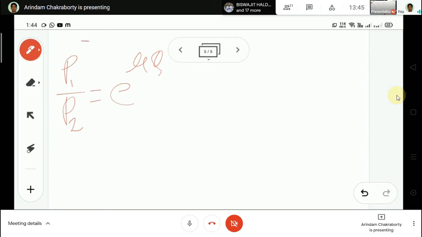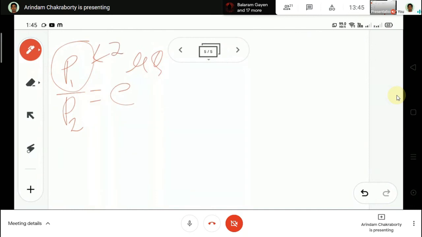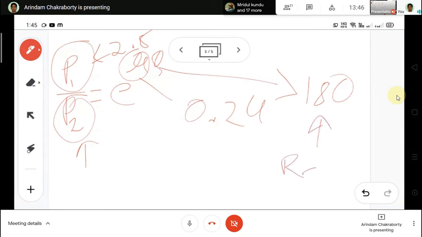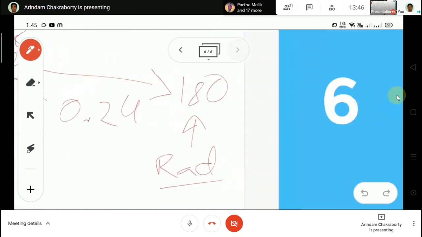We know that P1 is equal to 2.5, and P2 we will find out, and mu is equal to 0.24, and theta is given as 180. Now theta has to be provided in radians. So the thing is how it will appear. Let us see.